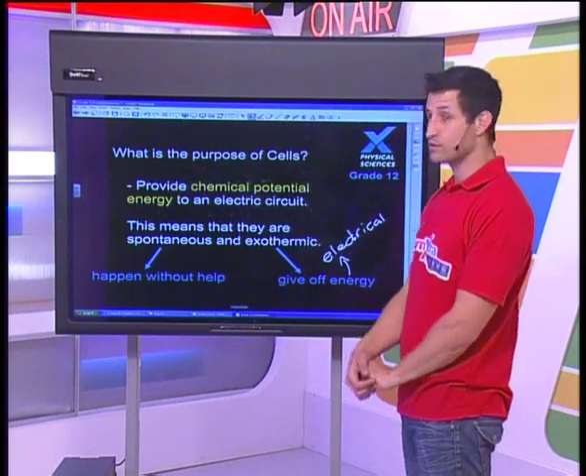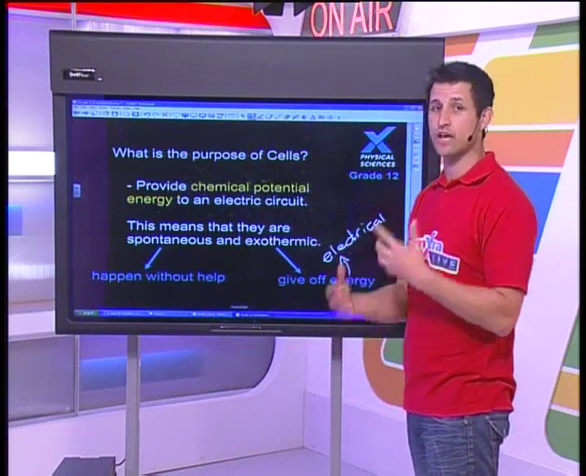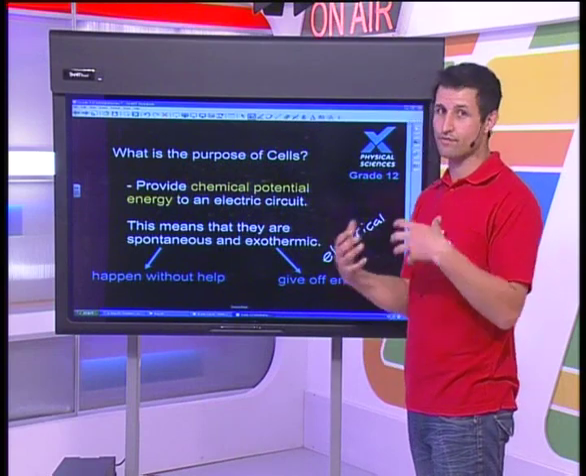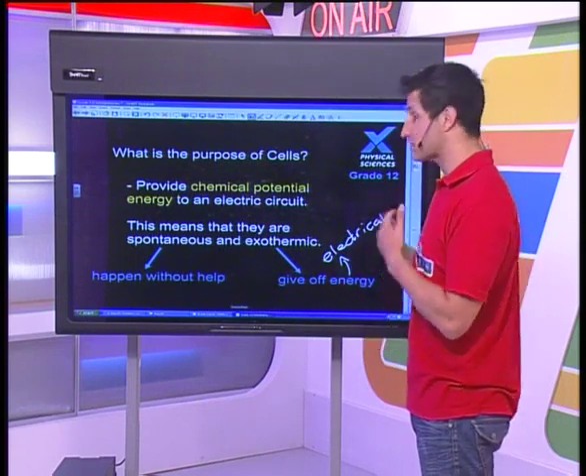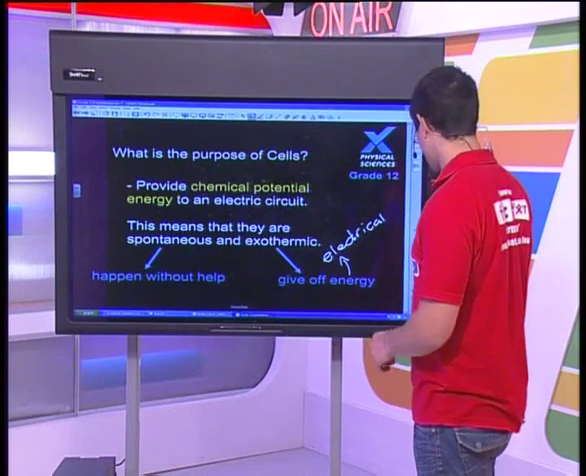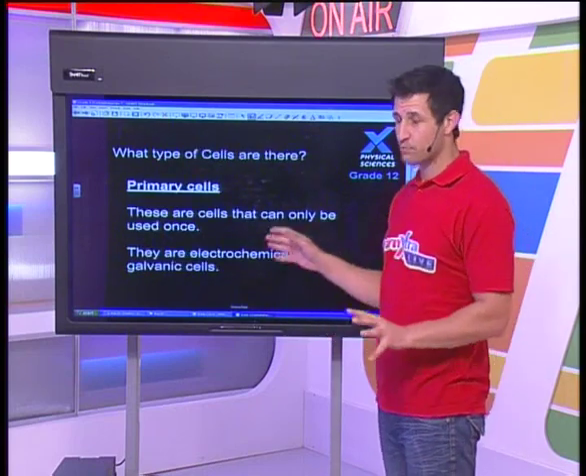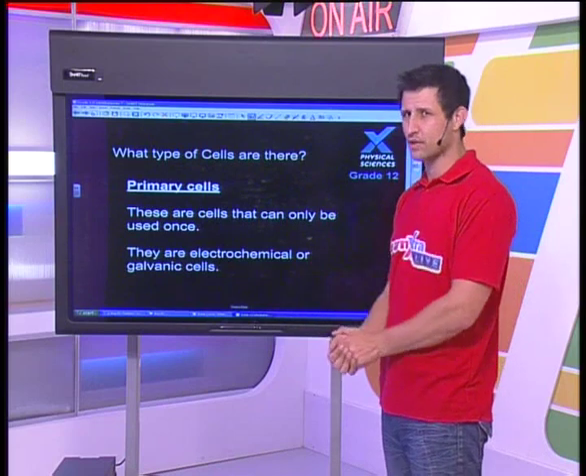So that means that I can do a spontaneous exothermic reaction inside the cell, which allows me to have energy on demand. Okay, so that's why I've got cells inside there. What we're going to start off with is some primary cells, but before we do that, I think we're going to take our first ad break.